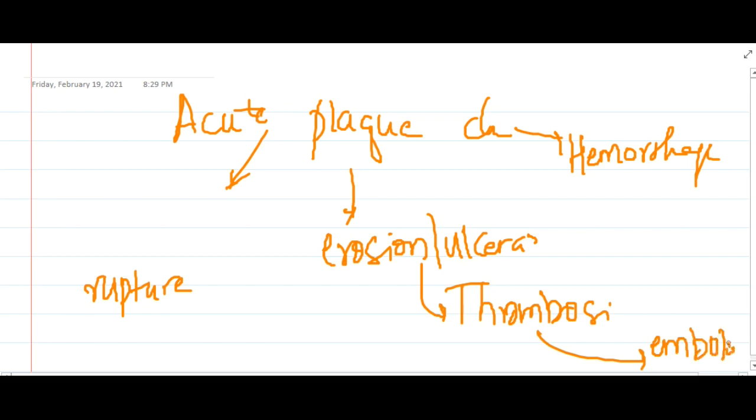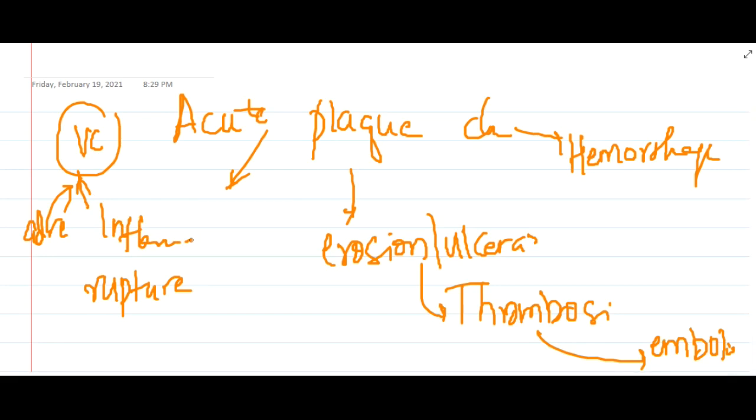Sometimes all these can also cause vasoconstriction. Whenever there is vasoconstriction of the lumen, this will obstruct the arteries. This vasoconstriction can be due to adrenergic agonists, or endothelial derived contracting factors like endothelin, or due to inflammatory mediators which are released. All these can cause vasoconstriction, which will again favor the obstruction of the lumen.